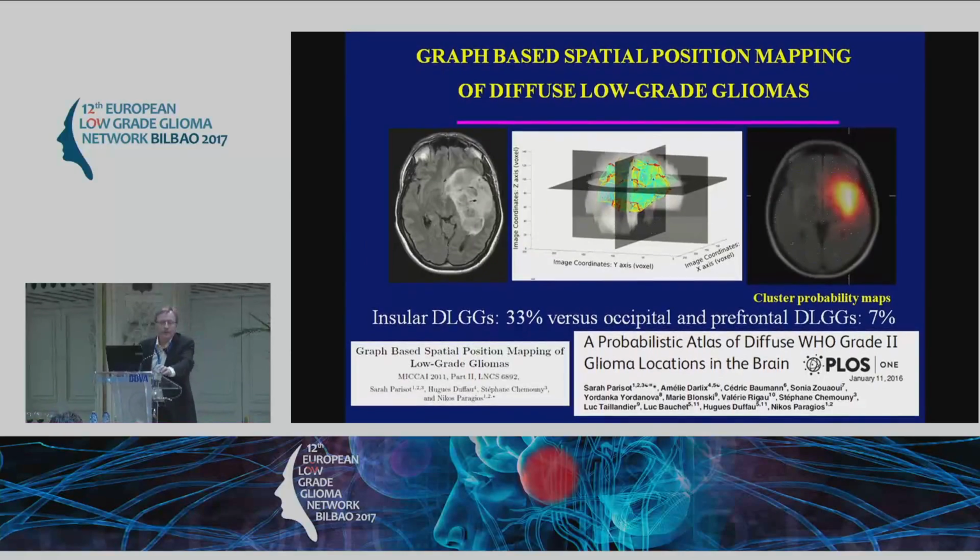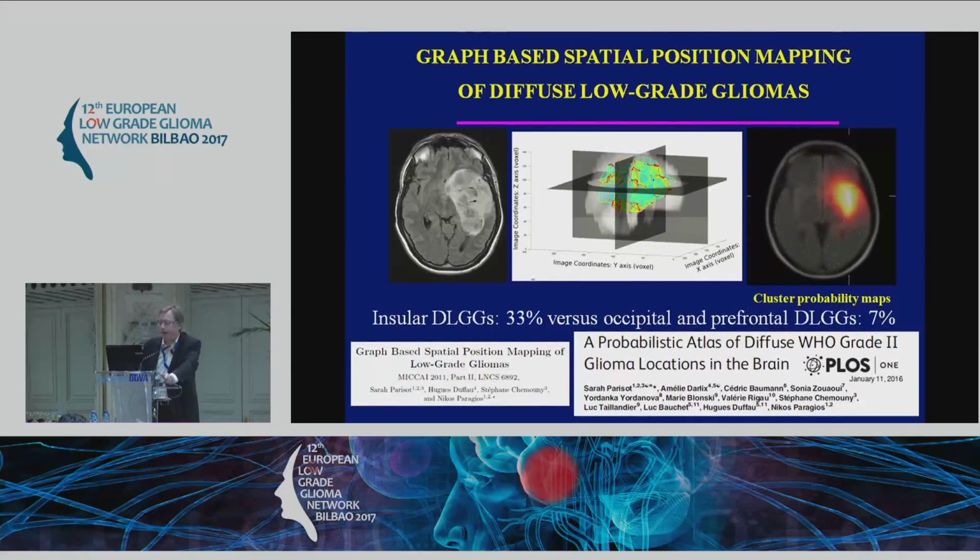I will not insist too much on the fact that these tumors are very frequently located within so-called eloquent areas, in approximately 1/3 of cases within this paralimbic system. I mean the insula plus or minus the orbitofrontal, frontopercular, and/or temporopolar and/or temporomedial structures.